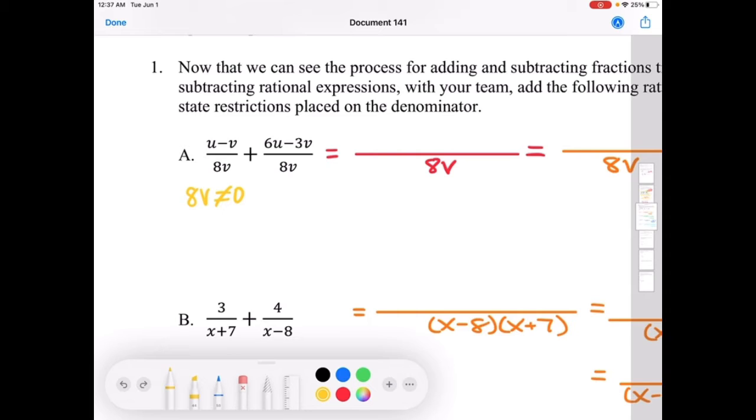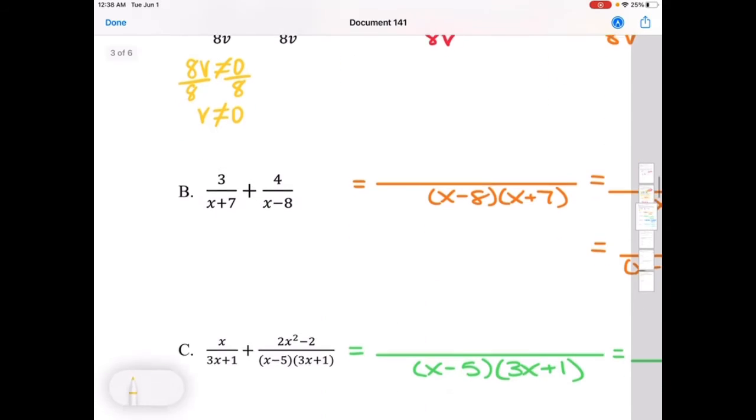And here, if you divide 8v and 0 both by 8, you're going to get v cannot equal 0. You could have also jumped to that conclusion, knowing that if you have 8 times v, if v is 0, that will create 0 in the denominator.